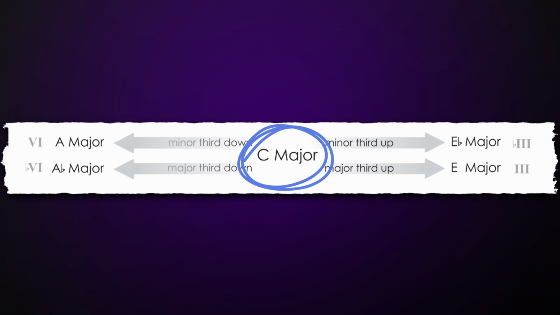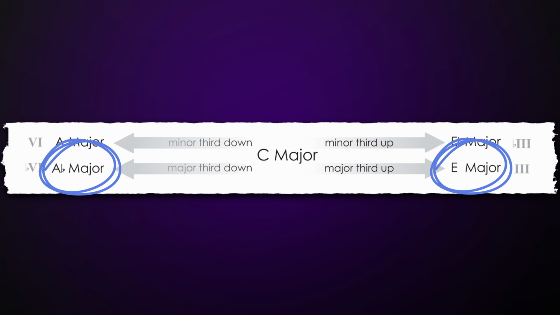So in the key of C major, the 1 chord is C major. A minor third, which is 3 half steps below this, is the A major chord, and a minor third above this is the E flat major chord. Major third intervals span 4 half steps, so this also gives us the A flat major and E major chords.